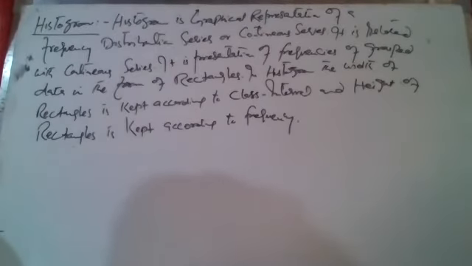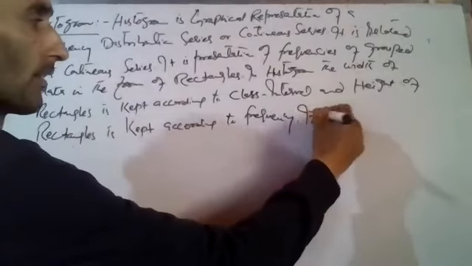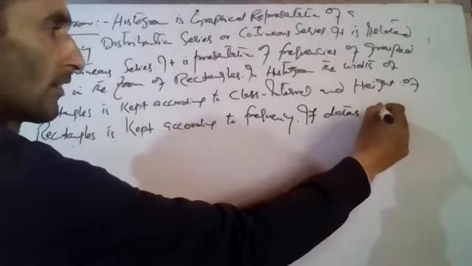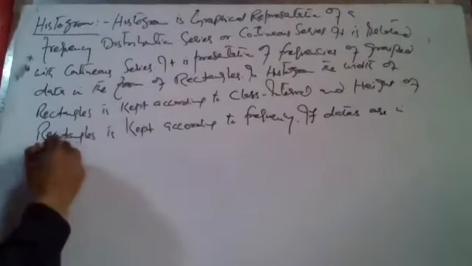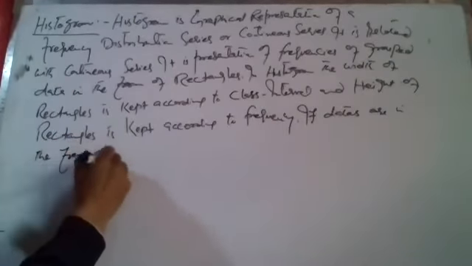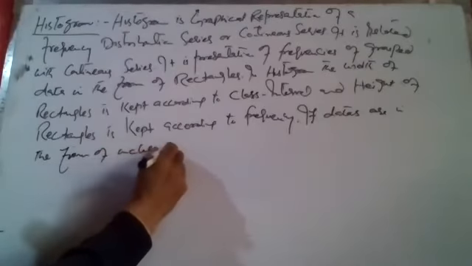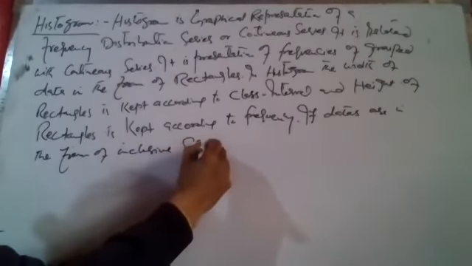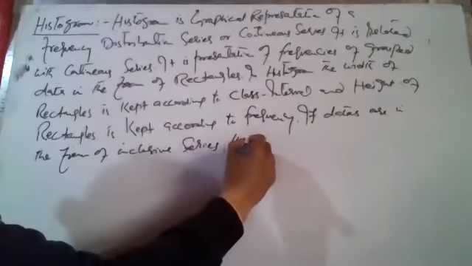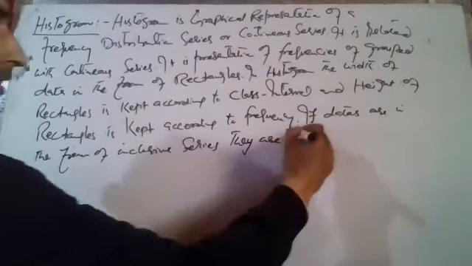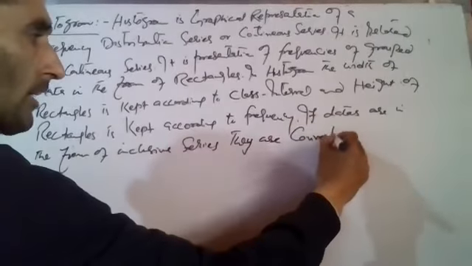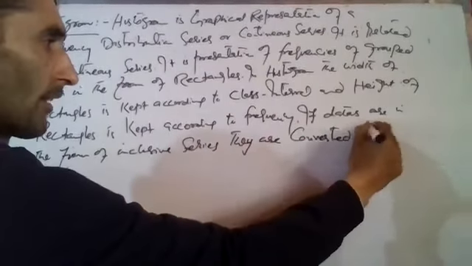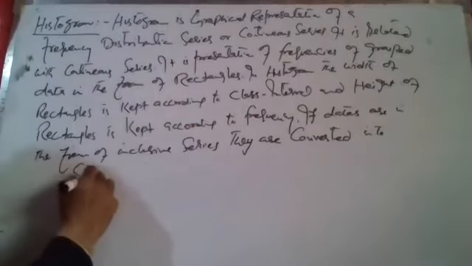If the data are in the form of inclusive series, these are first converted into exclusive series. So this is very important.